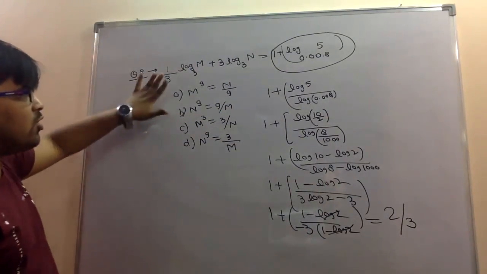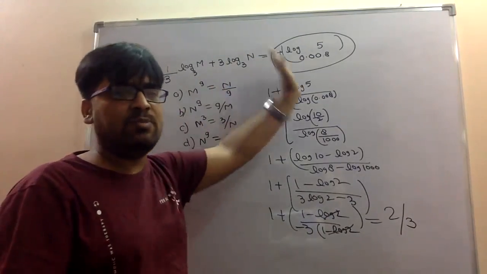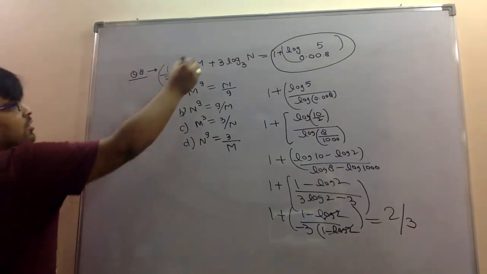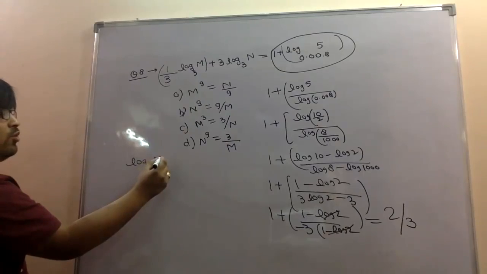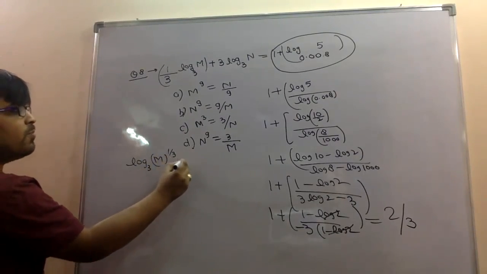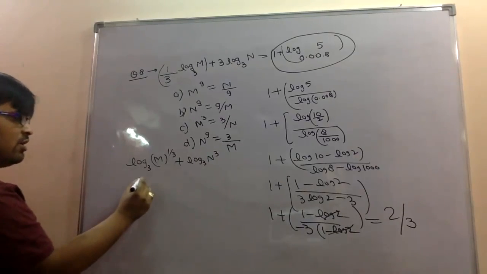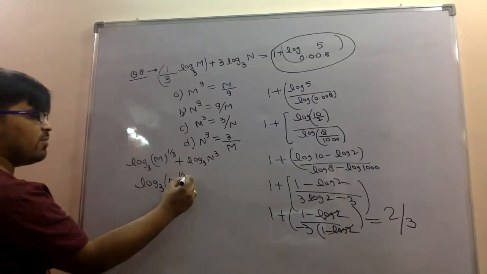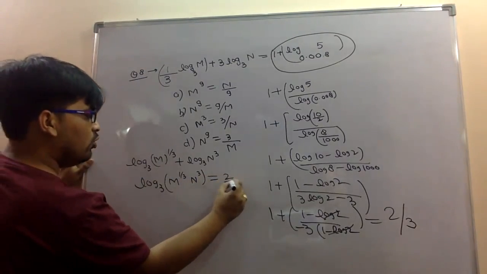So now you can solve this question, or you can also use help from options. Options की हेल्प से भी कर सकते हो. Otherwise you can solve this. Solving के लिए now अगर हम लोग इसको देखें, this will be log base 3 m to the power 1/3 plus log base 3 n to the power 3. That is nothing but log base 3 of m to the power 1/3 into n to the power 3. That is equal to 2/3.